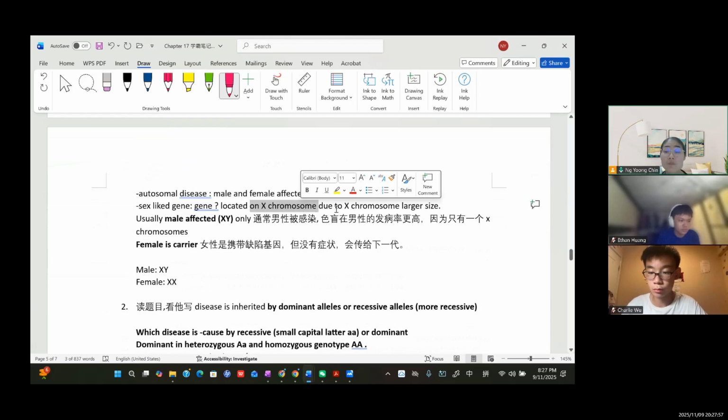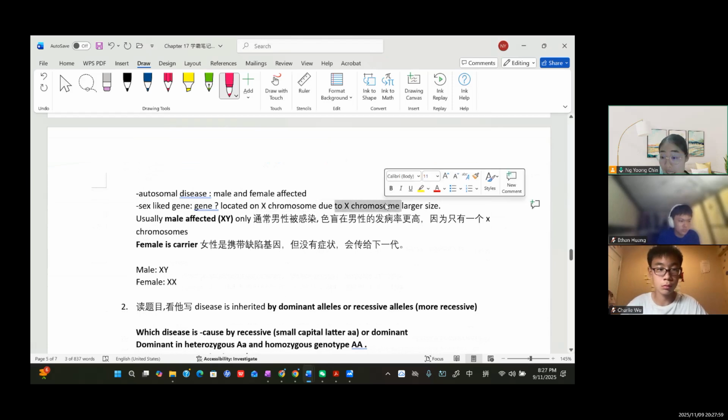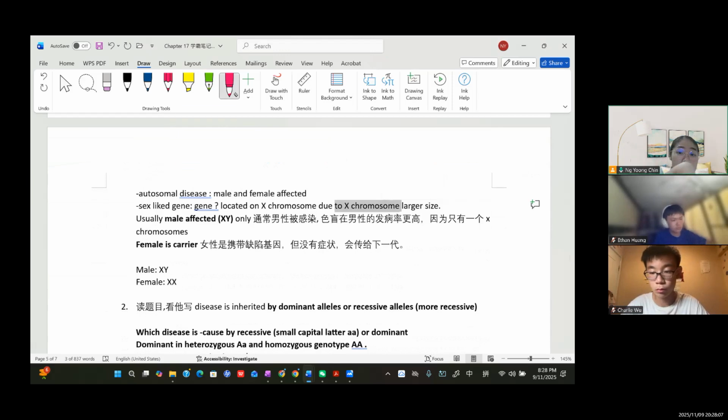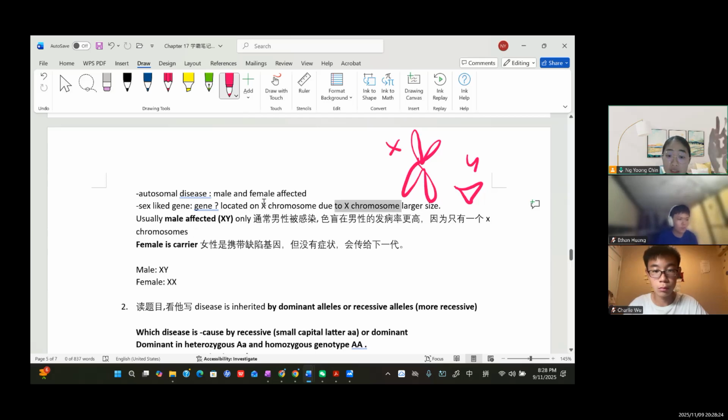Why? It's because the X chromosome is larger in size. That's why you have X and Y chromosomes in your body. The X chromosome is much larger compared to the Y chromosome, just like this. It's super big, and maybe the Y chromosome is just like this, smaller. So this is X, this is Y. So there will be a lot of defective genes, because sex-linked genes are actually located on the X chromosome, not on the Y chromosome.